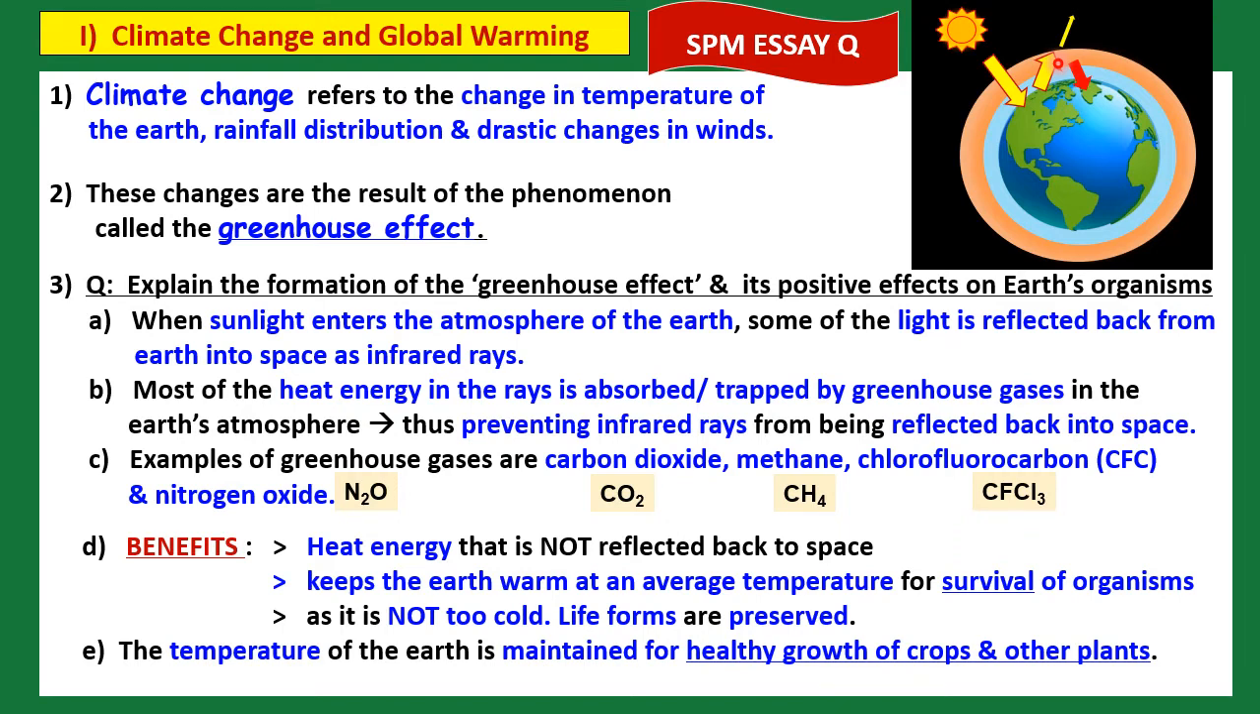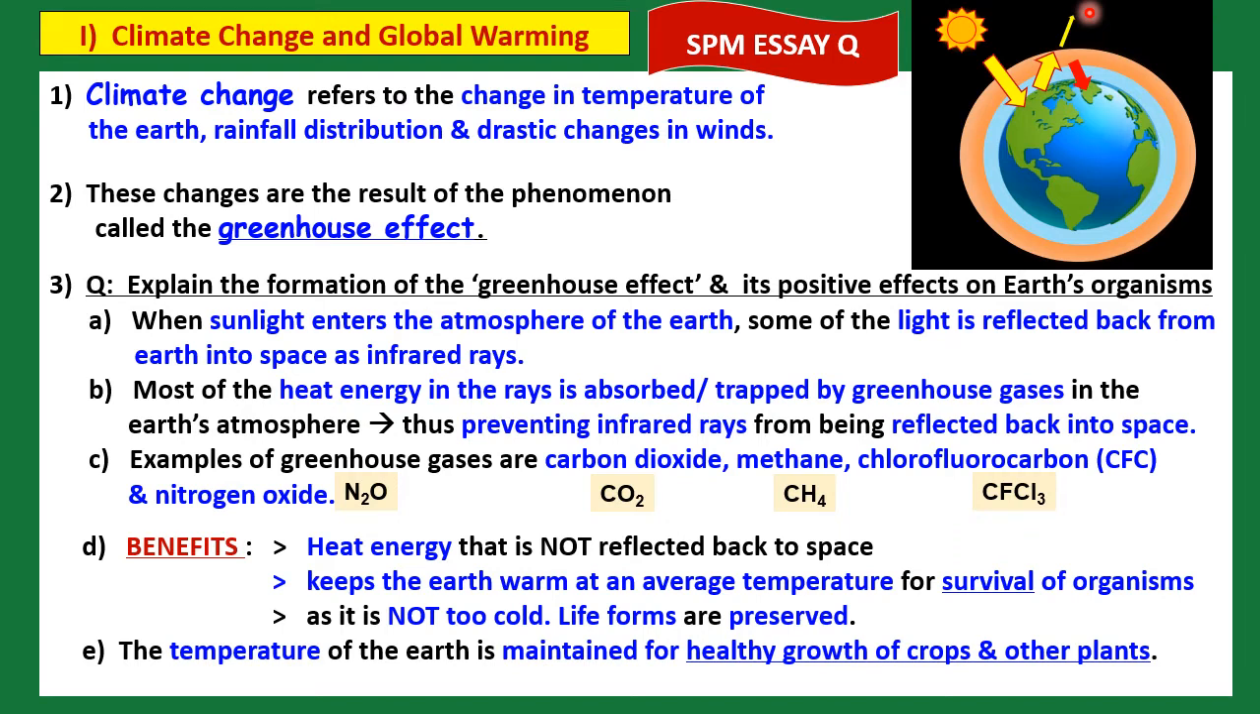B, most of the heat energy in the rays is absorbed or trapped by greenhouse gases in the Earth's atmosphere, thus preventing the infrared rays from being reflected back into space. So the layer of greenhouse gases trap the heat energy and prevent the infrared rays from escaping back into space. So some of the heat can still escape back into space, but not all.